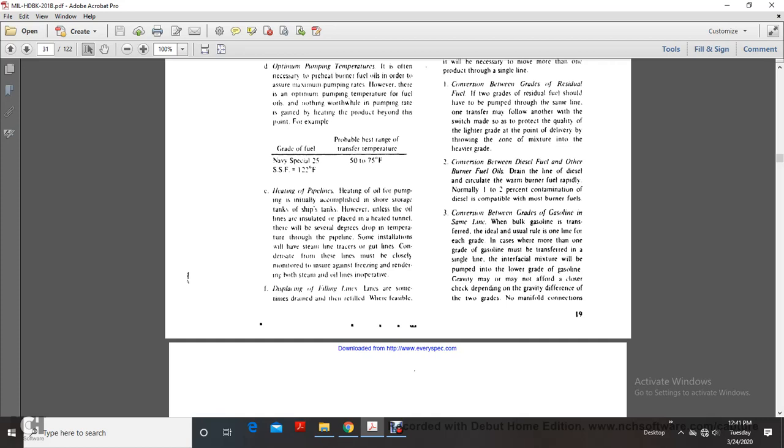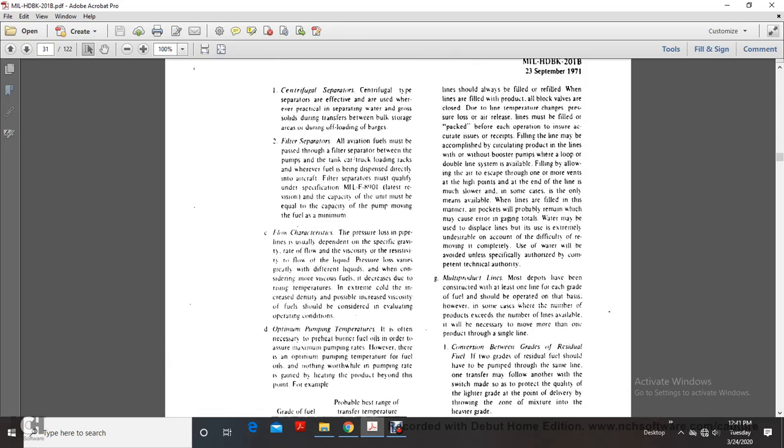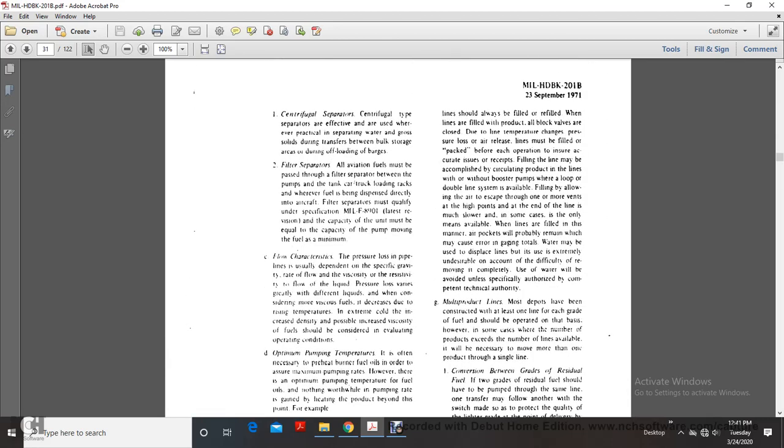Filling of the lines. Lines are sometimes drained and refilled where feasible. Where feasible, lines should always be filled and refilled. When lines are filled with the product with the lock valve closed, due to line temperature change with pressure level loss for the air release, lines must be filled with the pack before each operation. Ensure accuracy of the issue with the receipt. Filling of the line may be accomplished by circulating the product with the line without the booster pump, where a loop or the drain double line system is available.